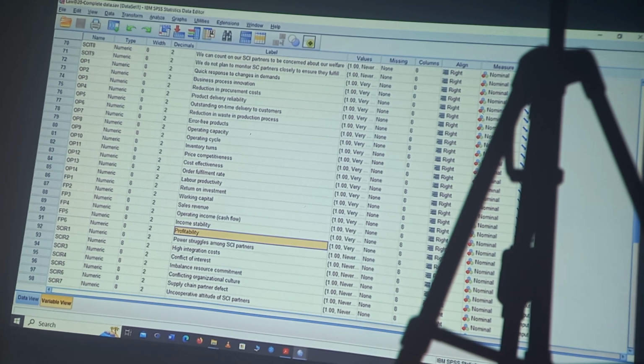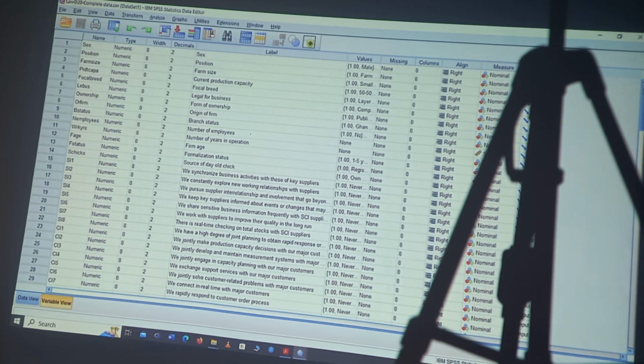So we want to look at how the supplier integration, all of the factors, that is SI1 to SI8, how all of them work together to predict changes in the profitability of the firms. So supplier integration 1 to 8, predicting FP6. Yes, FP6. Okay. So that is what we want to do.